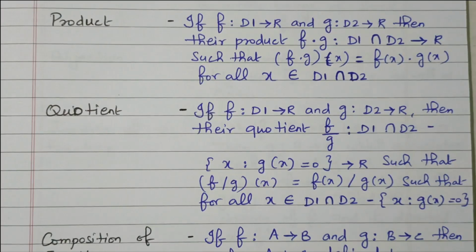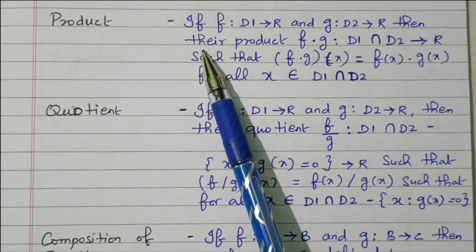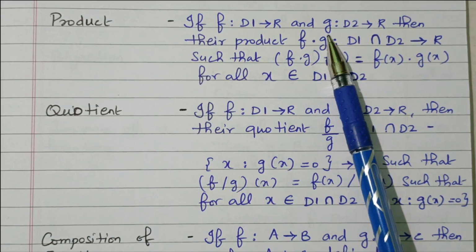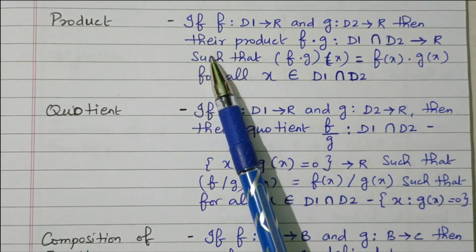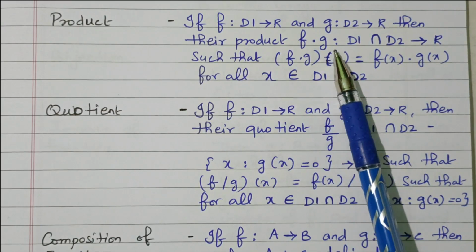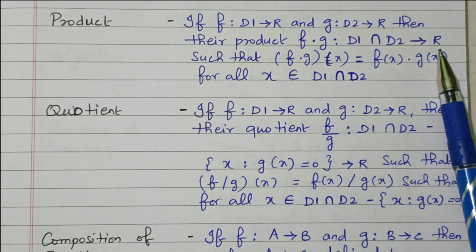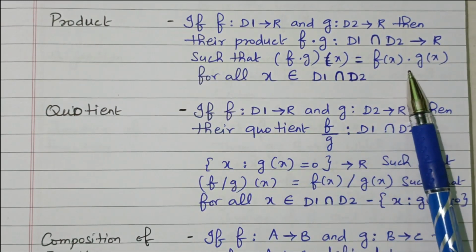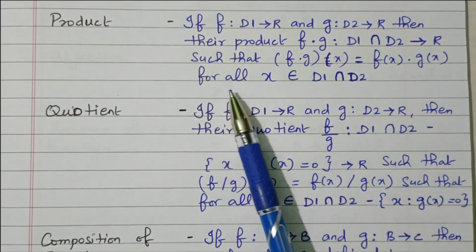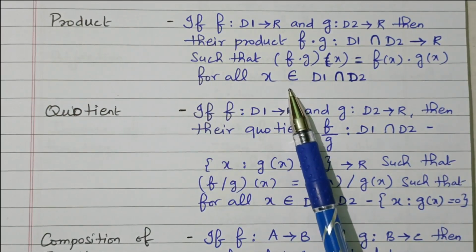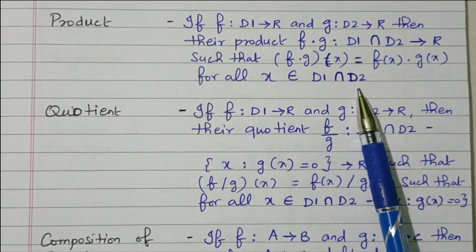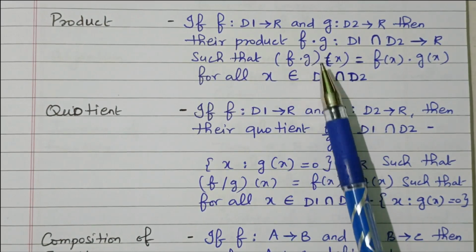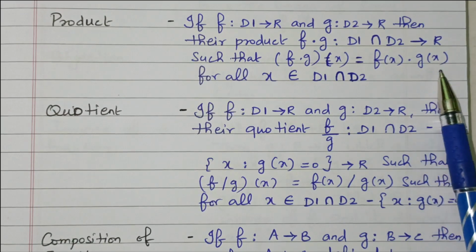Now we'll go to the product. Same thing. If f is a function such that D1 relates to R and g is a function such that D2 relates to R, then their product f into g is defined on D1 intersection D2 relates to R. In that case, (f dot g)(x) can be written as f(x) into g(x) for all x in D1 intersection D2, right? So this is about the product. While multiplying these two functions, we write f(x) into g(x).